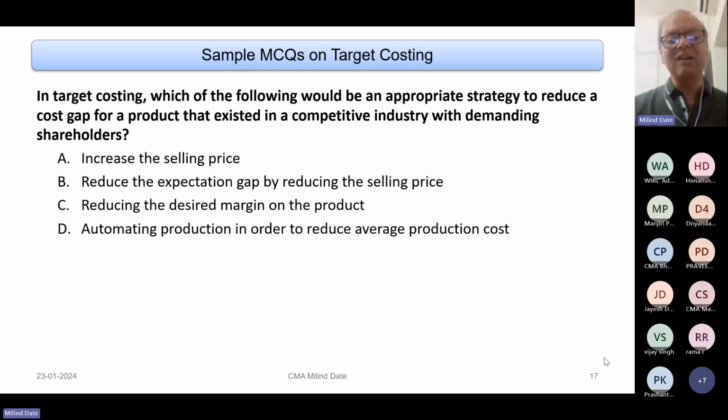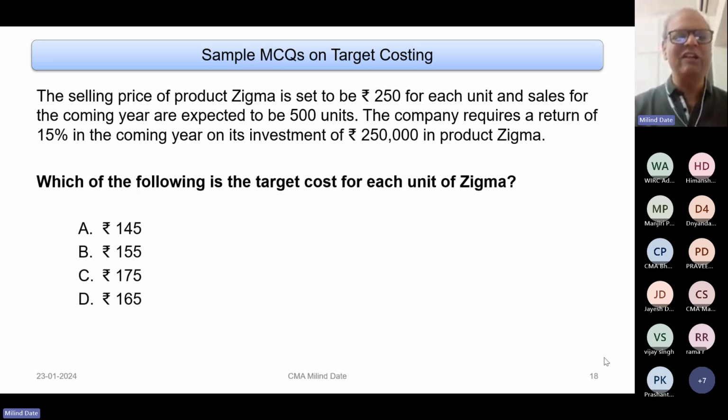Let's try one more quick question. Now, in the last session as well as in this session, I have deliberately not put a question which tests your numerical ability, but here is one small one which will test your numerical ability. I know most of the students love it when a question contains numbers. Selling price of product Sigma is set to be 250 rupees per unit. Sales for the coming year are expected to be 500 units. The company requires a return of 15% in the coming year on its investment of 250,000 in product Sigma.